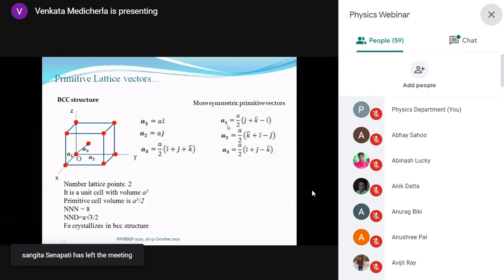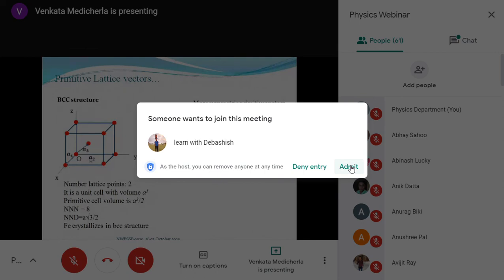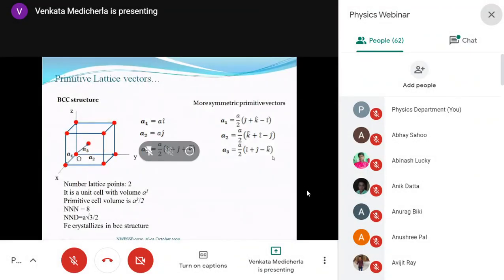If you take it like that, you will get a1 equal to a by 2 into j plus k minus i. Because if you take the YZ plane and extend your x-axis behind, that will become minus i. j plus k means the YZ plane. If you go back, that is j plus k minus i. That is a1. a2 will be a by 2 into k plus i minus j. k plus i means the XZ plane. On the left side, you have to think of a point here. That is k plus i minus j. a3 is equal to a by 2 into i plus j, that is below the XY plane, i plus j minus k. You can define the primitive lattice vectors more symmetrically like this.